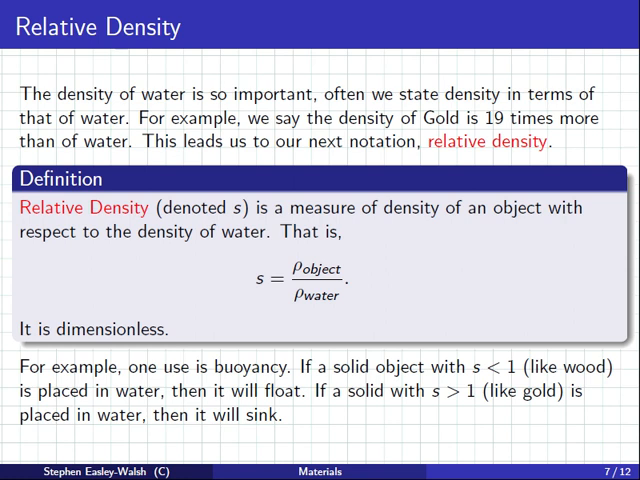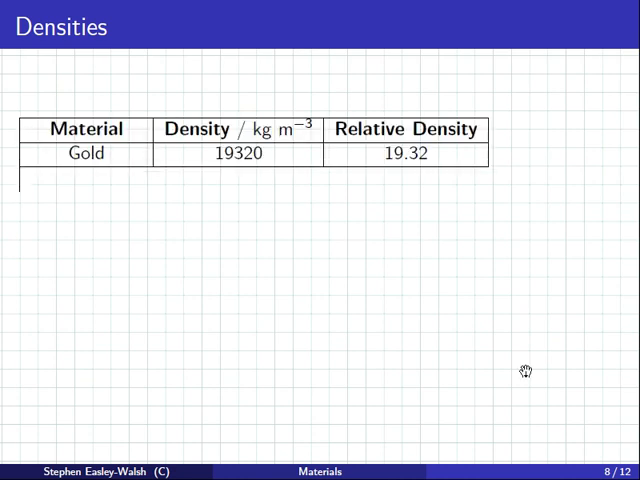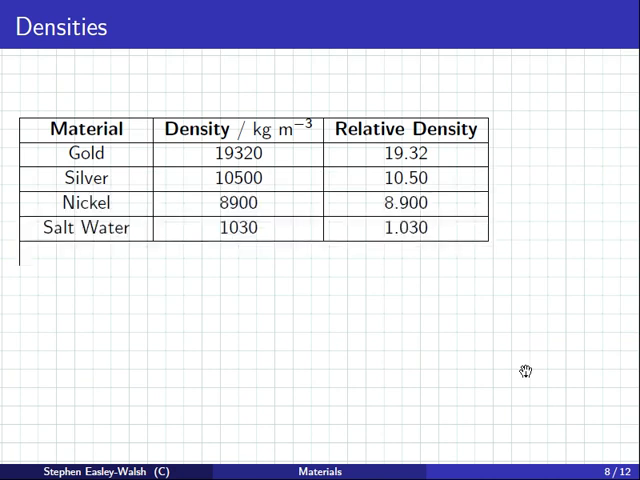Grand. Okay. Next now. So you'll need to write these down. These are some values of densities. A couple of them you've seen already. So the first one is gold. Then we have silver, nickel. Now, you know with salt water, what's interesting about salt water?